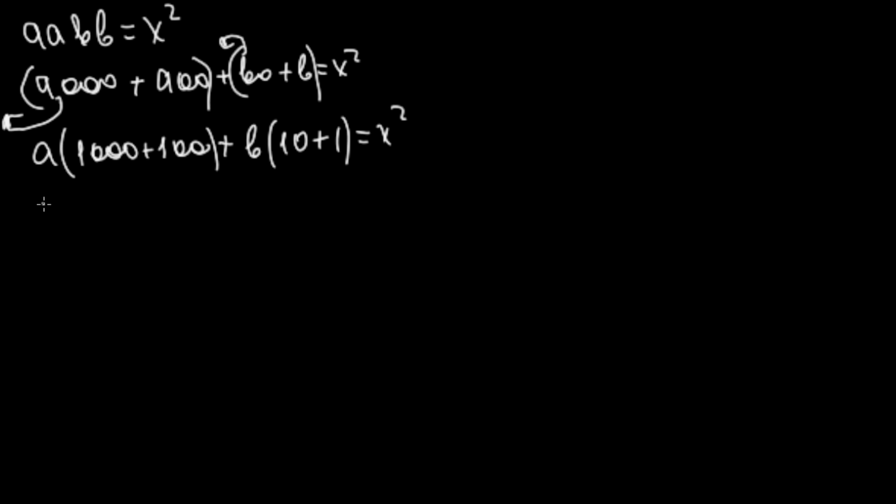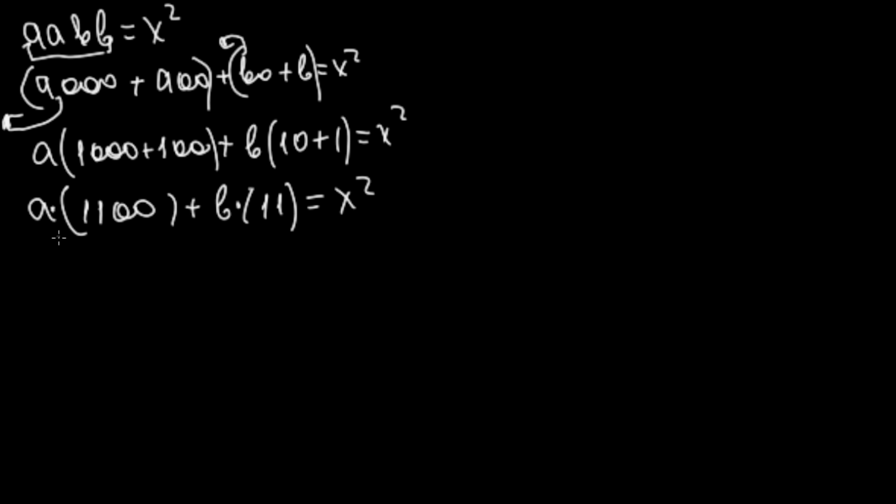Next, 1000 plus 100 is 1100, plus b times 11. What is different here is that we can see plus and multiplication, which is more suitable for us to see, and here it's not understandable exactly. So what is next?